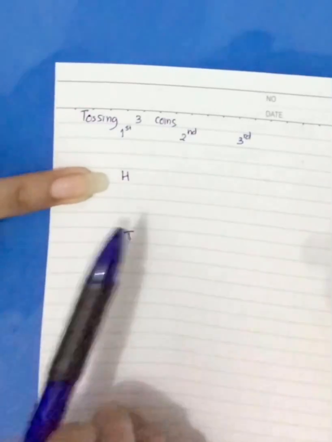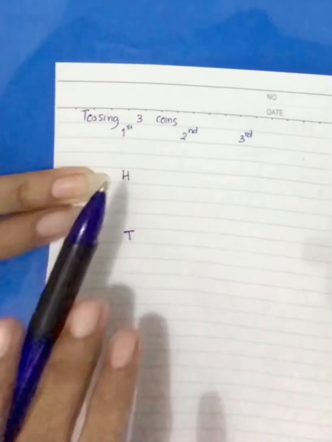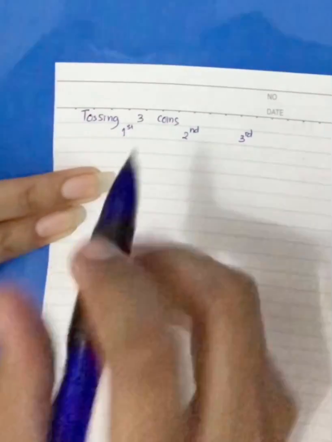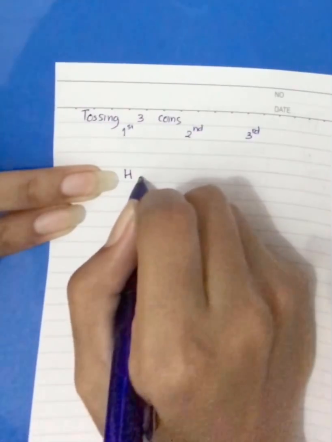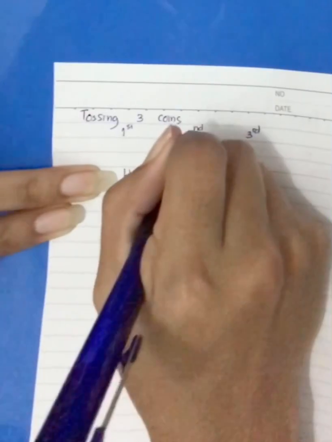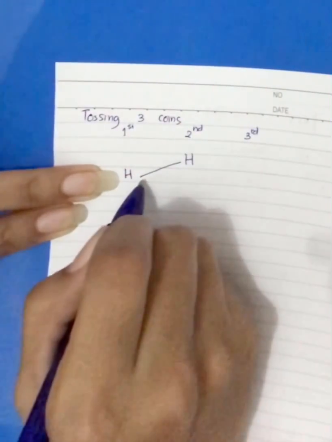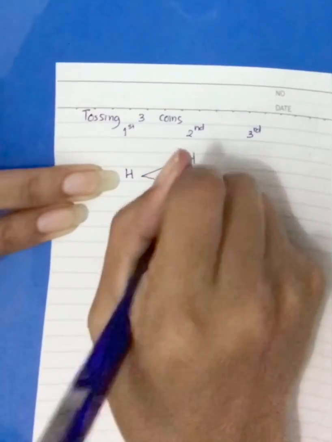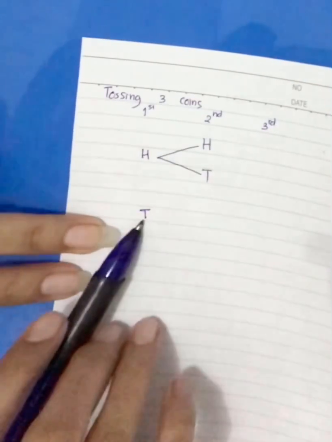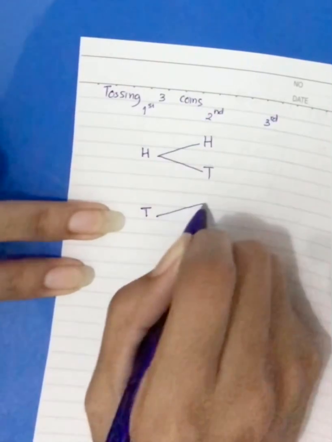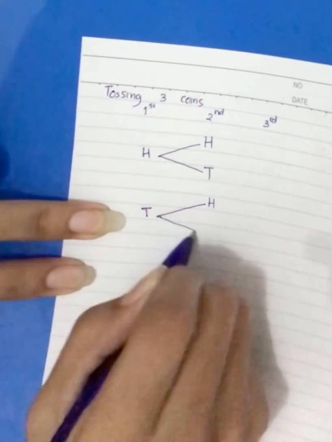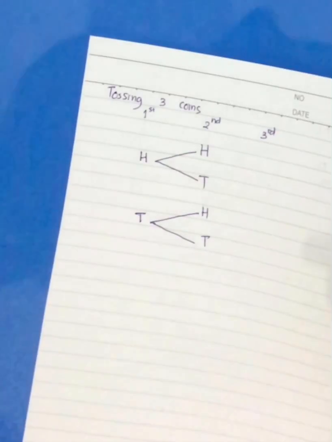And then let's check one by one. If for the first coin we get head, what is the possible outcome on the second coin? Of course, again it can be head or tail. If the first we got tail, the second it can be head or tail. So now we are done with the second coin. Now let's see the third coin.